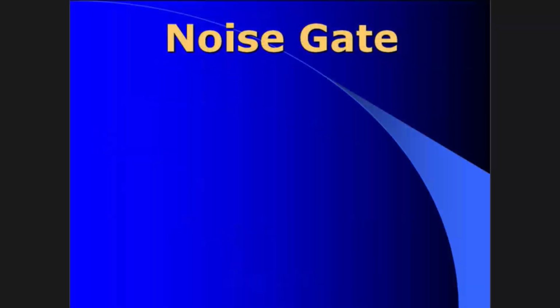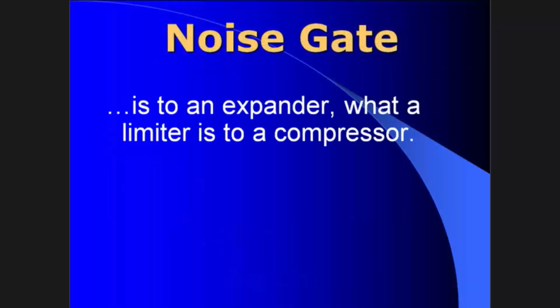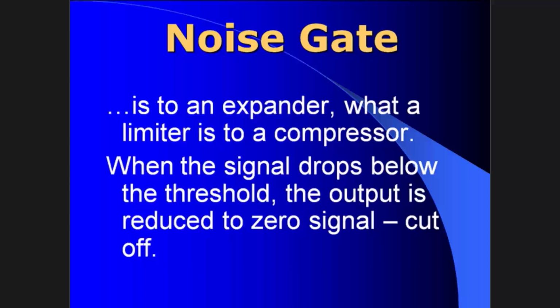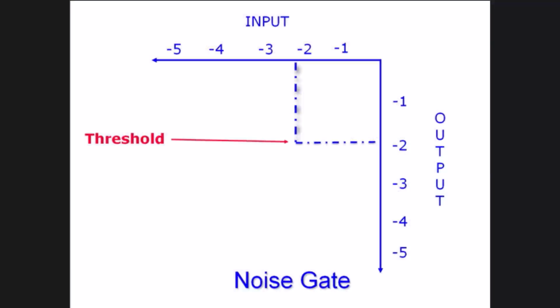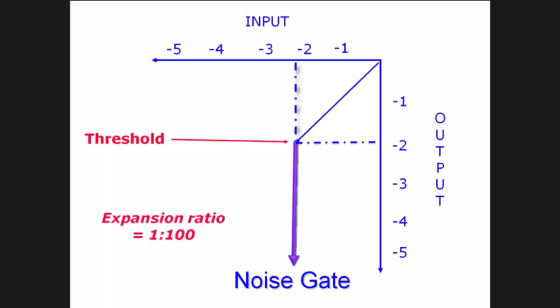A noise gate is to an expander what a limiter is to a compressor. In other words, it's got a very high expansion ratio. When the signal drops below the threshold, instead of reducing the output further, the output is totally cut off. So a noise gate, once the threshold was exceeded, the output would drop to -infinity.